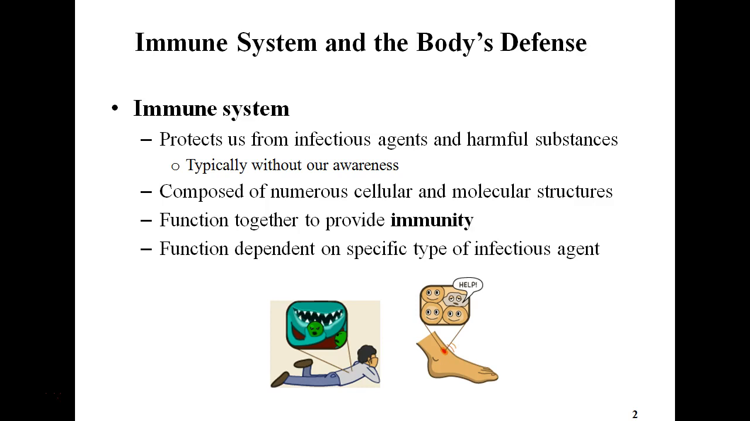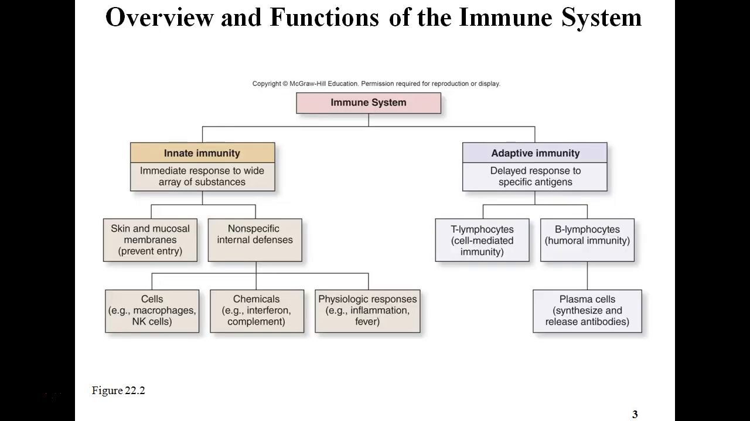These cellular structures we'll talk about soon, these molecular structures, work together to provide immunity. That is, protection against a specific type of infectious agent as well. That's going to be our adaptive immune system. Here's a nice overview of this immune system, again divided into innate immunity, which is a wide variety of substances we fight against, and adaptive immunity, a delayed response to specific pathogens.